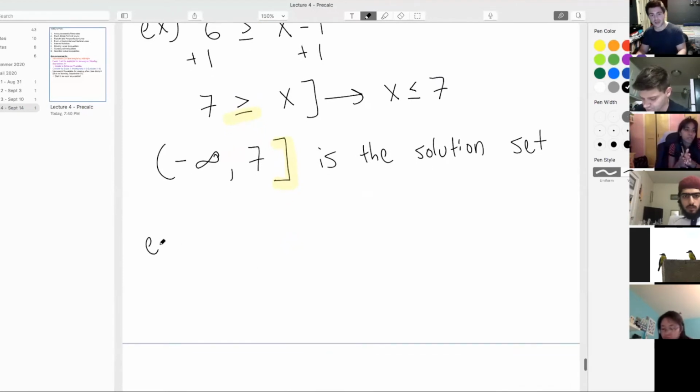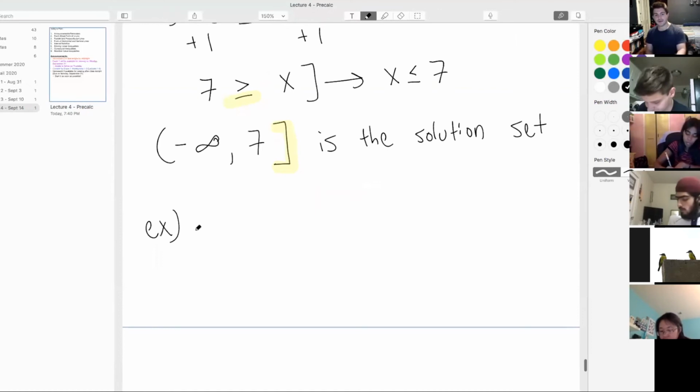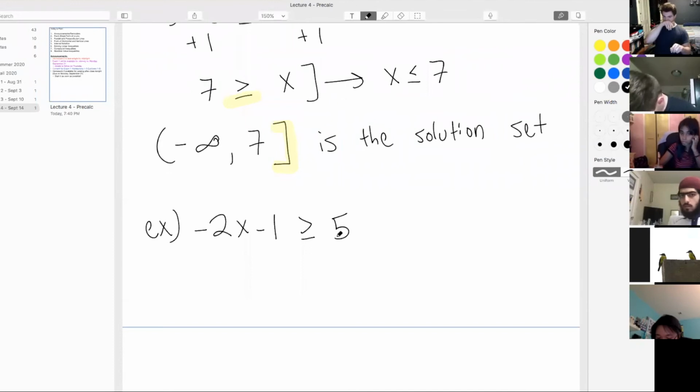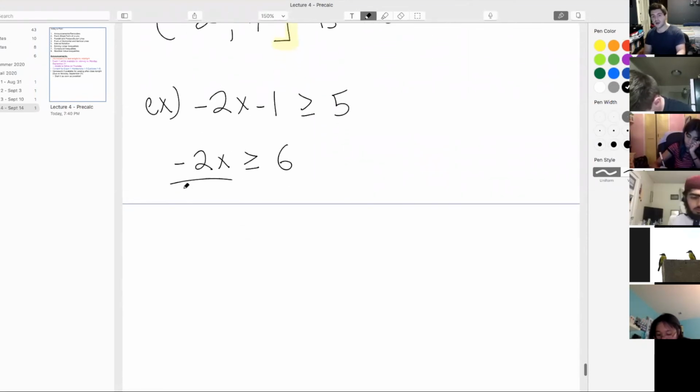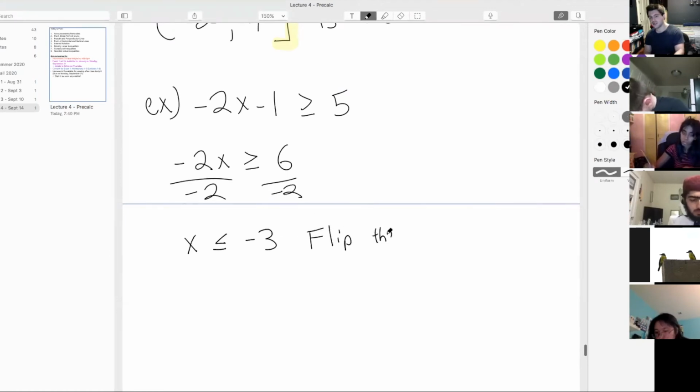Okay, let's do one where we have to flip the inequality. How about this? Negative 2x minus 1 is greater than or equal to 5. Let me add 1 to both sides. I'll get that negative 2x is greater than or equal to 6. Now divide all sides by negative 2. That will get me x is less than or equal to negative 3. Look, I flipped the inequality here.